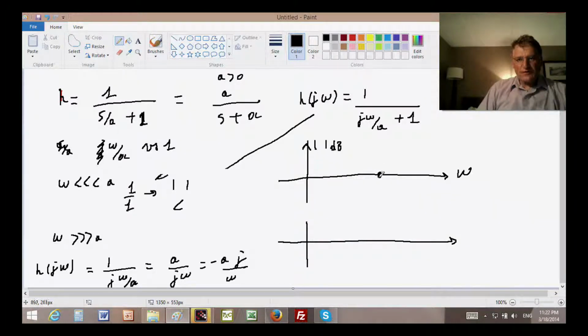Suppose A happens to be here. So here's what we do. We get the idea that at low frequencies, for omega less than A, the gain is 1, and the phase is 0. So that means our transfer function is probably not too far from a horizontal line, right on the 0 dB line on that omega axis.